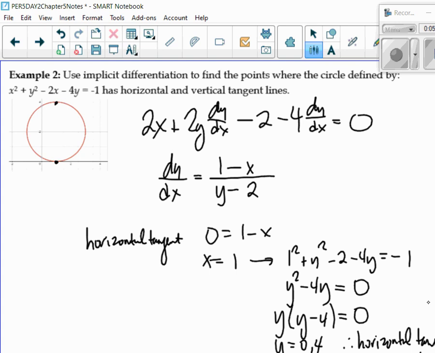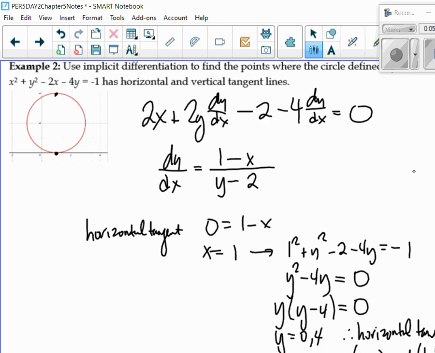Okay, let's do the vertical now. Where do we find the vertical tangent? I'm sorry? Where it's D and E. So how do we do that?